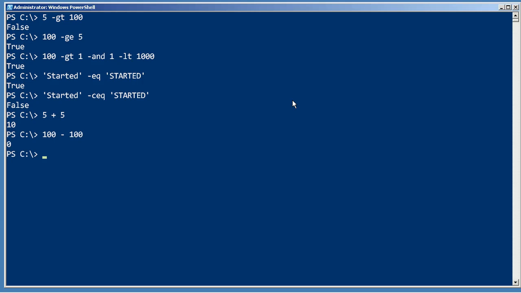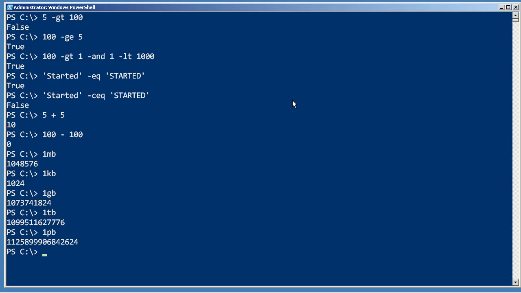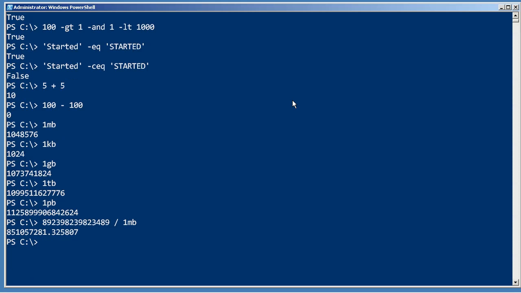Neat little trick, PowerShell does recognize a megabyte, a kilobyte, a gigabyte, a terabyte, and I think even a petabyte. Look at that. And those are all base 2 numbers. So it's 1024 for a kilobyte, and you can see how it goes on. So if you had some number and you wanted to see what it was in megabytes, you could do that little trick. So again, it's really neat that you can play with these on the command line.